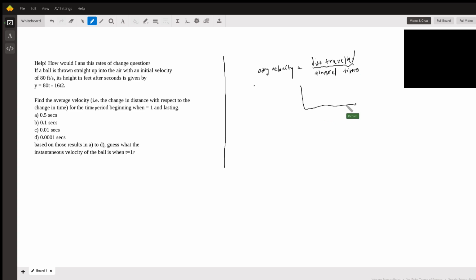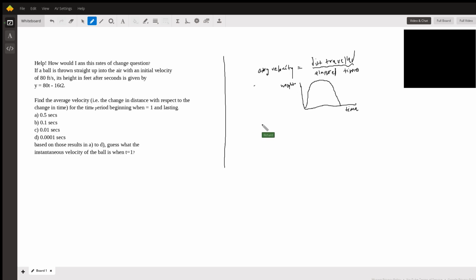And the graph will look like this. Here's time, and here's the height of the ball, or distance. And it's going to be a parabola opening up. We don't really need to know this, but it would be helpful, I think, if you could tie this back to the idea of slope. So this is the slope of a line.